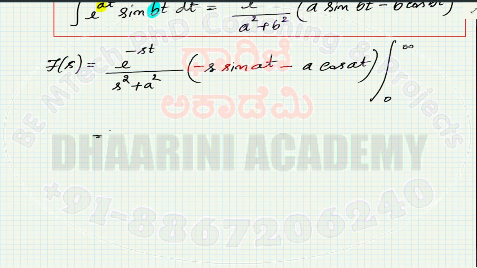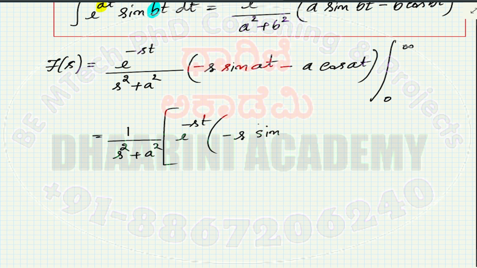So what we do, I'll take out 1 by s square plus a square. Then the remaining term I'll write, that is e to the minus st into minus s sine, okay, since both the terms have negative, I'll take the minus also outside. This is minus 1 divided by s square plus a square, and then I'll write in the following fashion, s into sine at plus a into cos at. This needs to be substituted from 0 to infinity.